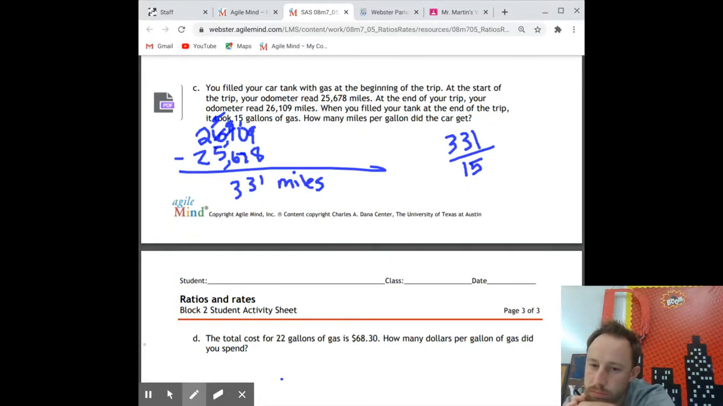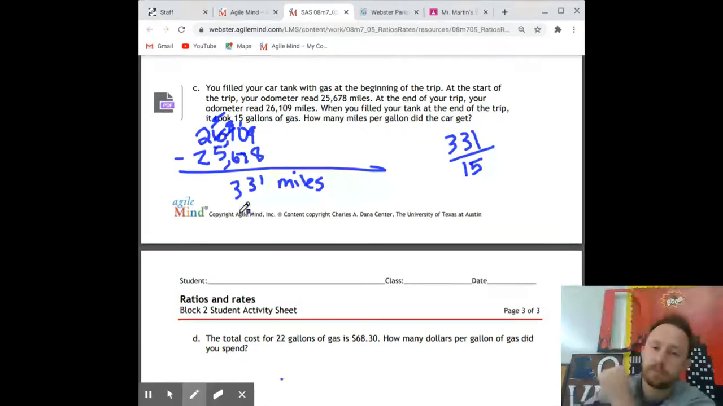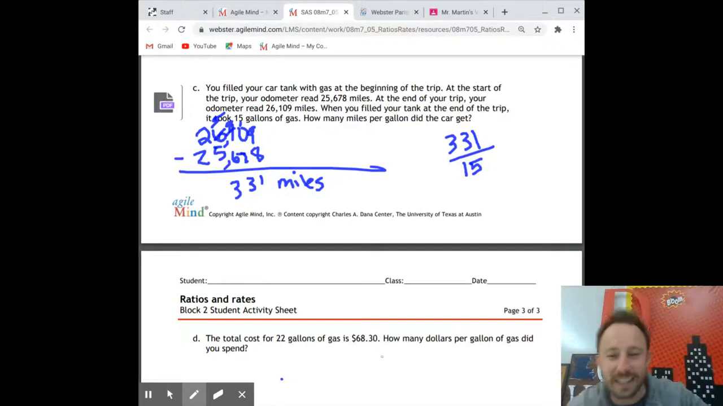What do you think it is? Tell me the answer. Or tell me this, how would we figure out how many dollars per gallon of gas they spent? 331 divided by 15. All right, that's what we did for C, but we're talking about D. Oh, wrong one. 6,830 divided by 22. All right, correct, but it's $68.30 divided by 22, but you are 100% correct.